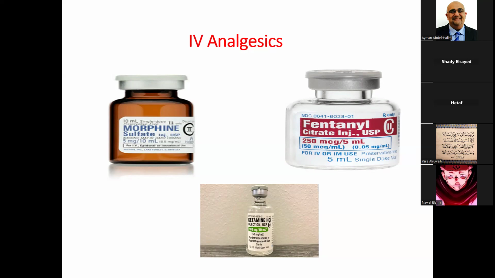Morphine is contraindicated in patients with GFR less than 30 ml per hour. Fentanyl is a drug of choice in renal failure. Ketamine is not an opioid. It works on the NMDA receptor, and it basically blocks the central sensitization process. We use it as an adjunct in the ICU to reduce the amount of opioids.